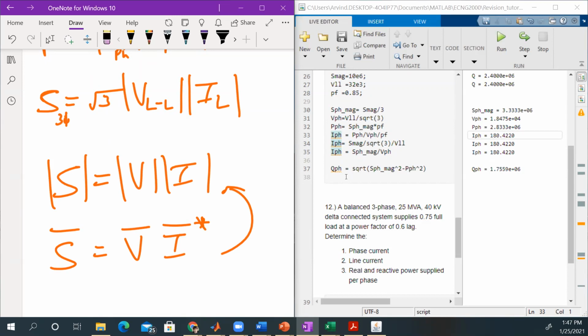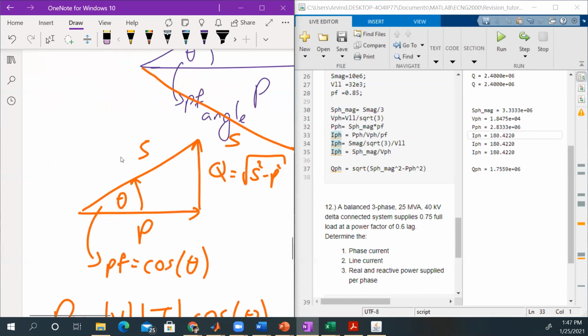And then to find the Q per phase, again, I'm looking at a power triangle, so there are multiple ways I could do it. And in this case, I just went with the simple Pythagoras theorem, square root of S squared minus P squared, right? And I end up with this.